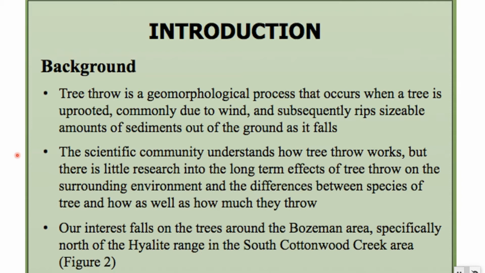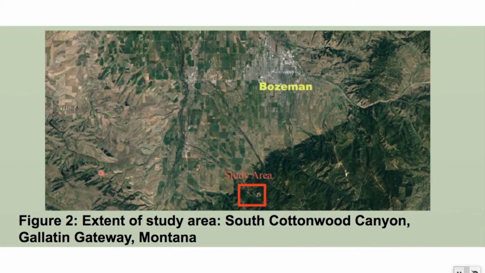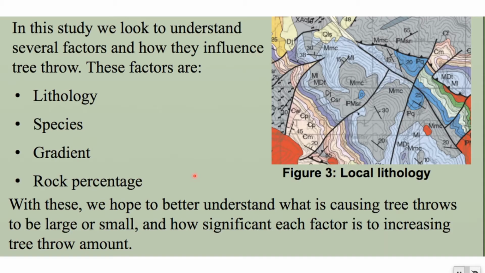And our interest falls on trees around the Bozeman area, specifically north of the Highlight Range in South Cottonwood Creek. This is the extent of our study area. This is South Cottonwood Canyon, and this is Bozeman, so it's not very far south of Bozeman, and there are a lot of slopes with trees in this area.